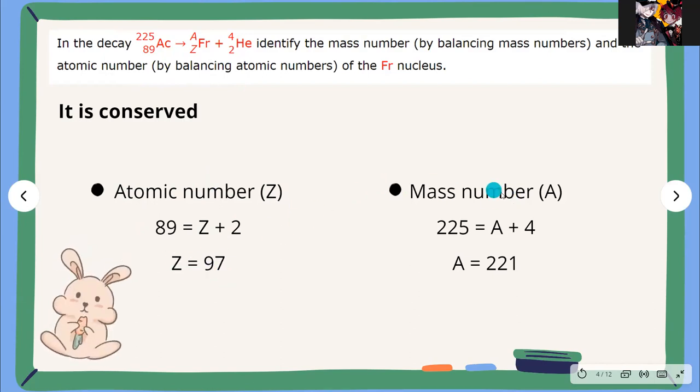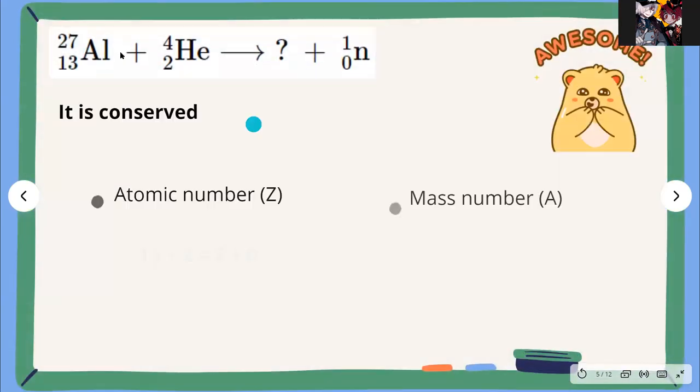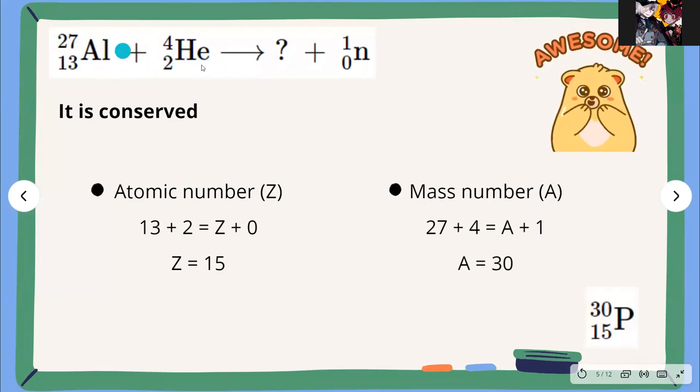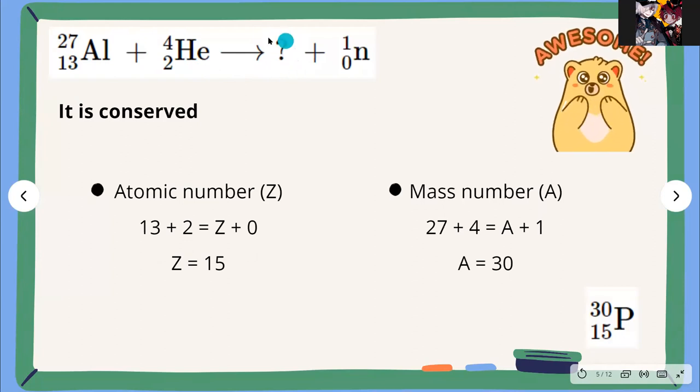The same goes to the mass number, which is the number before equal to the total number after the reaction. Then we will get the A value. So for the second question, some of the questions may ask us just like this. It just gives this equation and we need to find the atomic number and the mass number and what's the atom. First we use that it is conserved, then we calculate the atomic number, which is 13 plus 2, before the reaction, equal to after the reaction, the unknown plus 0. Then we get the Z equal to 15, and the same goes to the mass number.